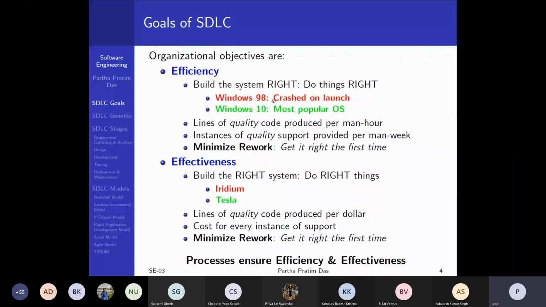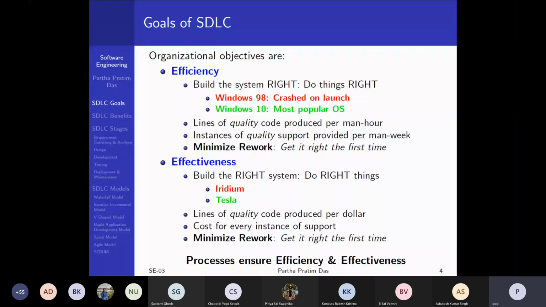What they were building, they knew it very well. Windows was their proprietary system, and they knew exactly what they wanted to do, but they did not do it right. So that is a loss of efficiency. On the other side, we have Windows 10, which most of us use, and which happens to be the most popular OS right now. It is a system which Microsoft knew how to build, what to build, and they have built it right. In more specific software engineering terms, we'll say that efficiency is the lines of quality code produced per man hour.